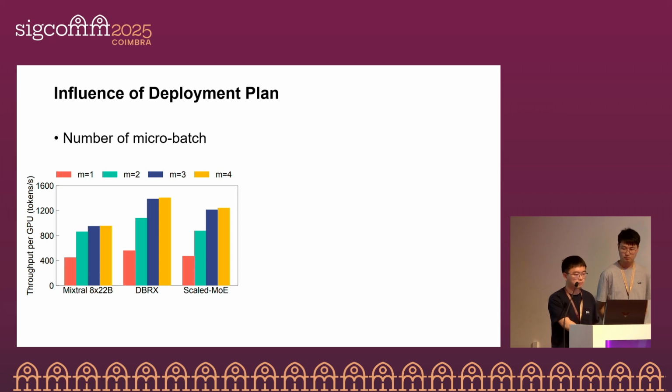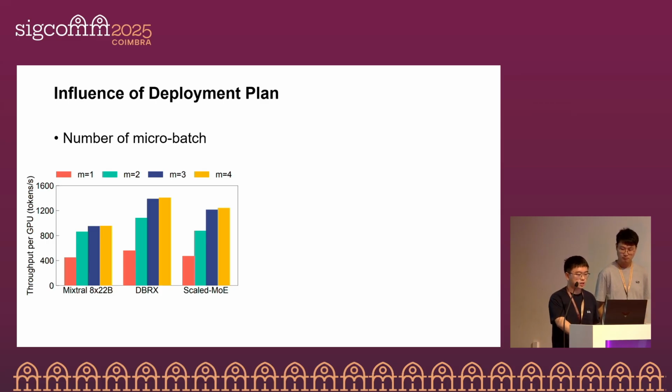We also studied the impact of the deployment plan on the overall performance by keeping other variables constant and only changing one variable. First, the number of macro batches. With only one macro batch, only one module is active at a time, resulting in low throughput. Increasing the number to 2 allows the resources of both modules to be utilized simultaneously, but the communication overhead can't be overlapped.